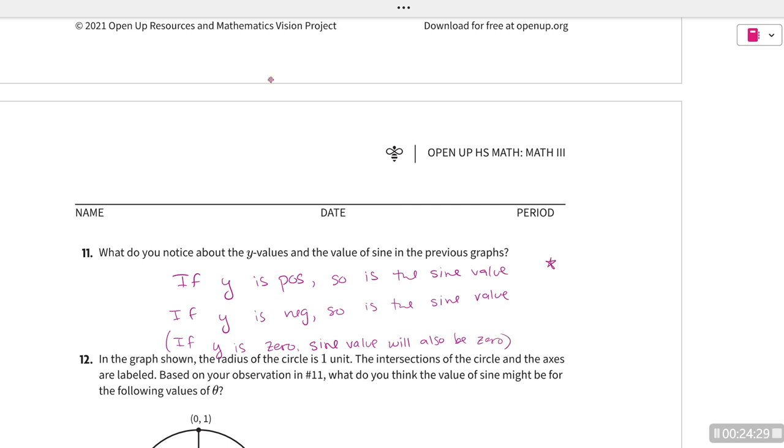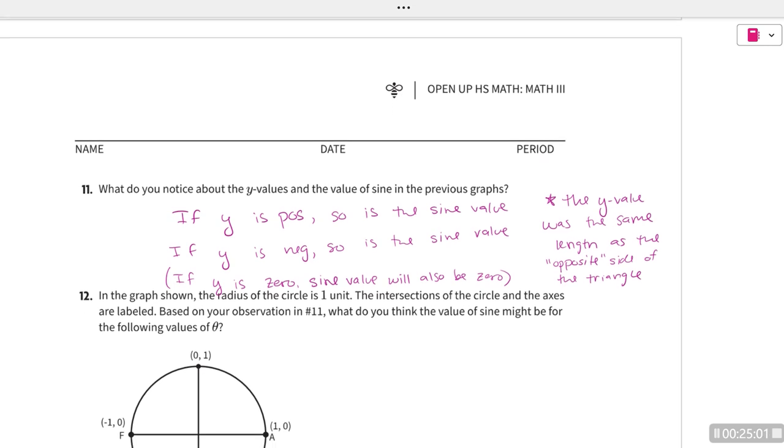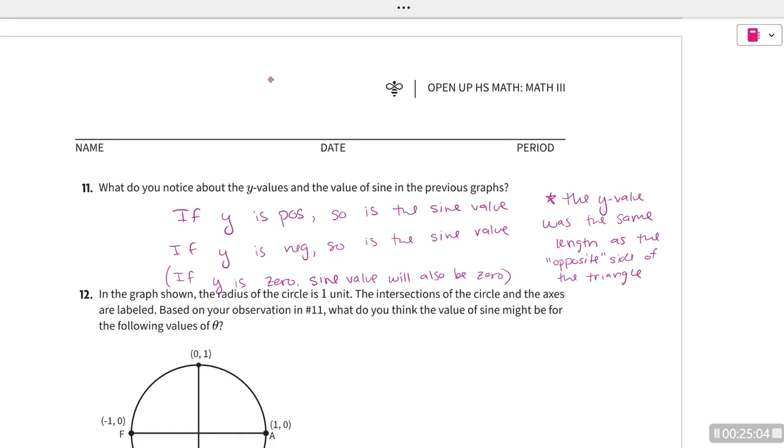Because on those graphs, the y value was the same length as the opposite side of the triangle. That's why those were coming out the same, since our radius is always positive, right? The radius is always positive, or the hypotenuse is always positive.